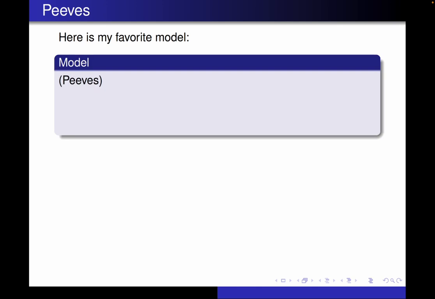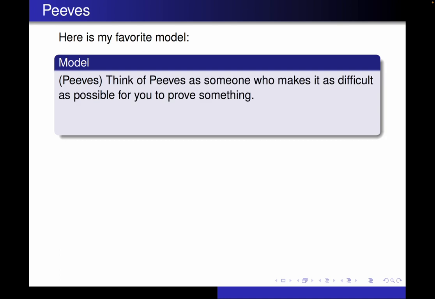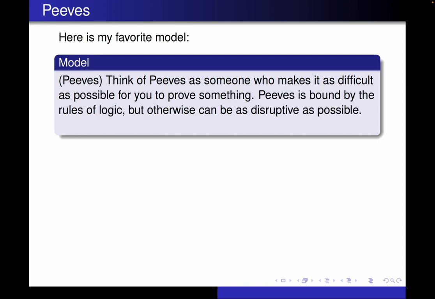All right, so moving on to my favorite model, my favorite way of thinking of things. This has to do with how we approach our proofs. I call the model Peeves. If you want to hear where that comes from, you can ask me sometime. But I think of Peeves as someone who makes it really difficult to make you prove something. Now, of course, someone can make it difficult to prove something by bonking you in the head or something like that. That's not what I'm talking about. What I mean is Peeves is bound by the rules of logic, but otherwise can be as disruptive as possible as you are writing your proof. So Peeves basically looks for bugs in your proof.